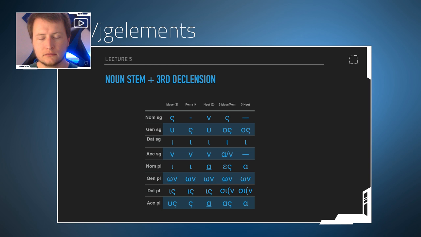Okay? So, third declension masculine, feminine: the nominative singular ends in sigma. The genitive singular ends in omicron sigma. Remember, it's going to use the true stem. The dative singular ends in iota. The accusative singular ends in alpha, but it can have a movable nu. And then the nominative plural ends in epsilon sigma.